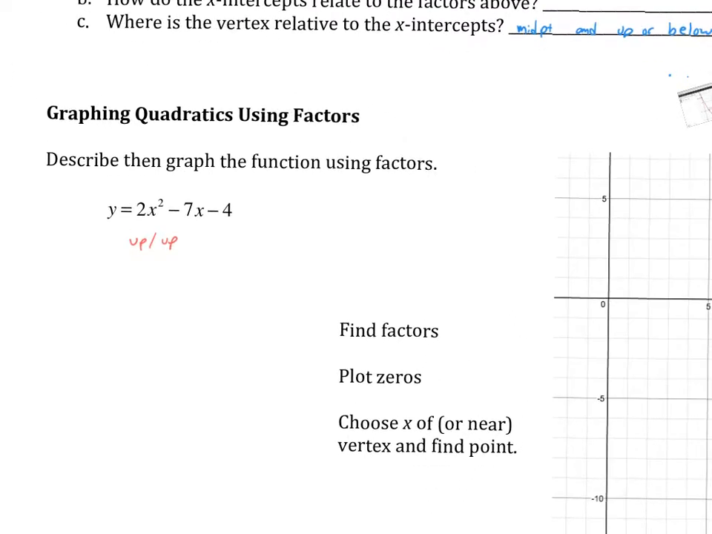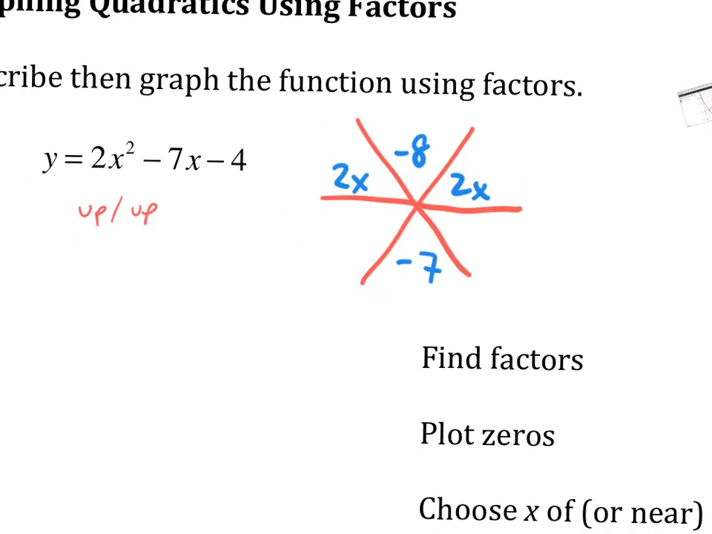In order to find the factors, I'm going to use Snowflake. Now, mind you, not every single thing will factor with Snowflake. Sometimes we'll do GCF. Sometimes it doesn't factor at all. So for the problems that we will give you, most likely Snowflake will work. So I put 2 x's in the wings and -8 on top, -7 on the bottom. And let's see what we get here. Looks like -8 and +1.